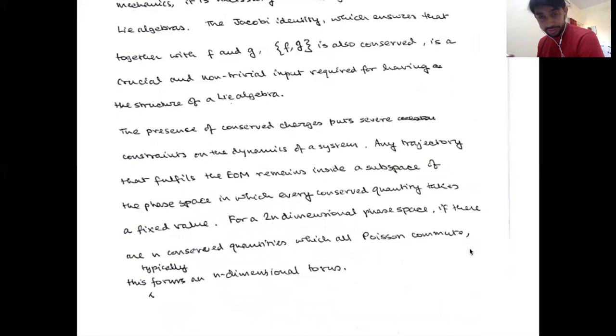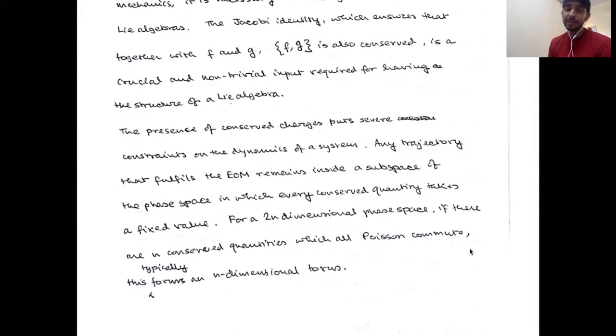Now, some more fun things for you to hear about. The presence of conserved charges in the system puts very severe constraints on the dynamics of a system. As I write here, the trajectory that fulfills the equations of motion remains inside a subspace of the phase space in which every conserved quantity takes a fixed value.